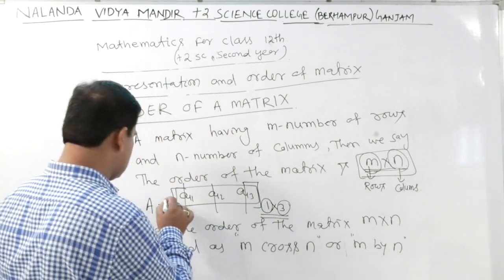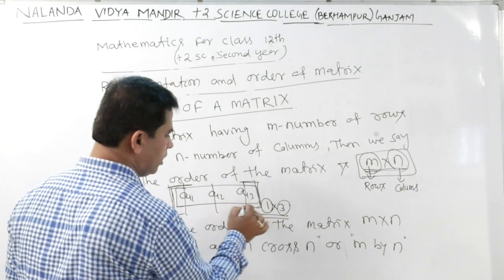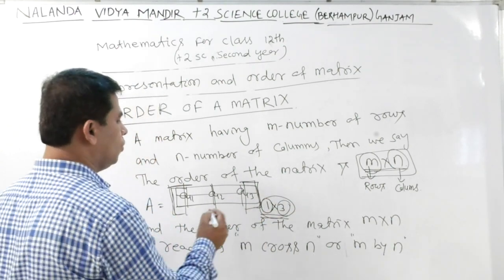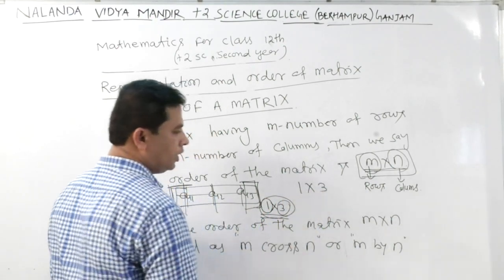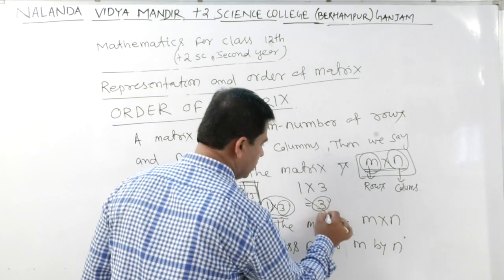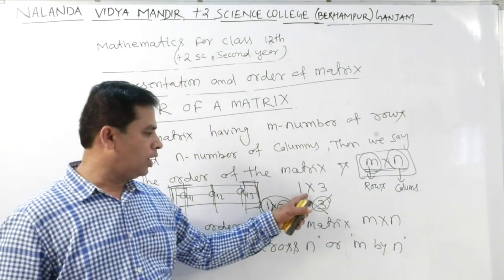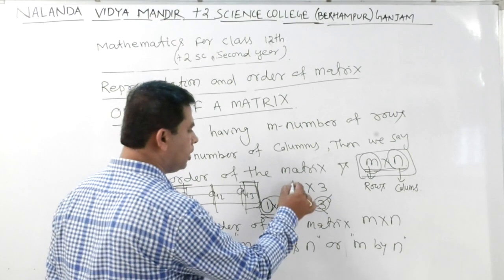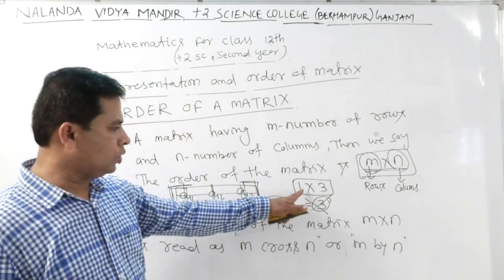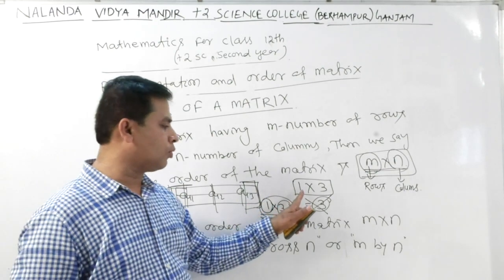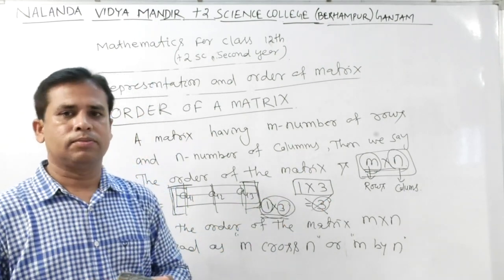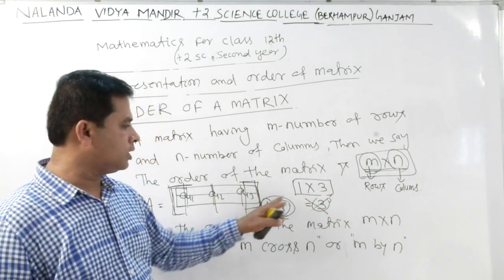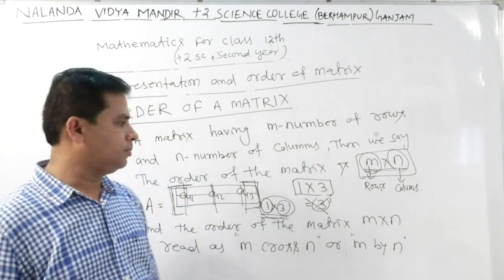That is, this matrix consists of one row and 3 columns. Therefore, the order of the matrix is 1 cross 3. But we cannot write this is equal to 3. It is a wrong process. We know 1 multiplied by 3 is 3, but we cannot multiply 1 into 3. It shows in a matrix how many rows and how many columns. Therefore, in this matrix, 1 row and 3 columns indicates the given matrix has 1 row and 3 columns.